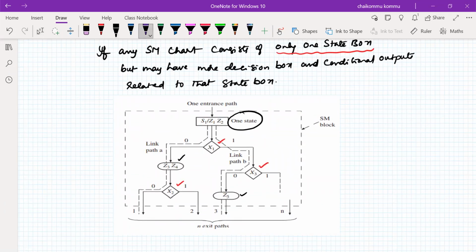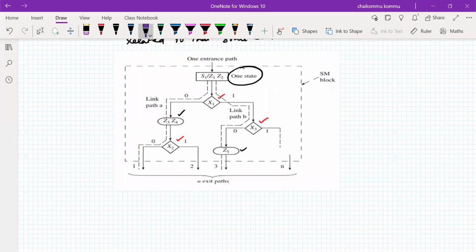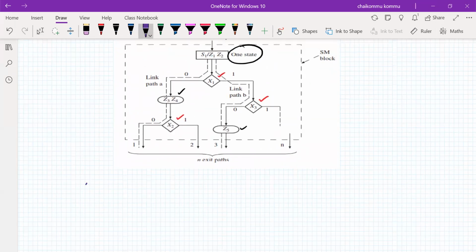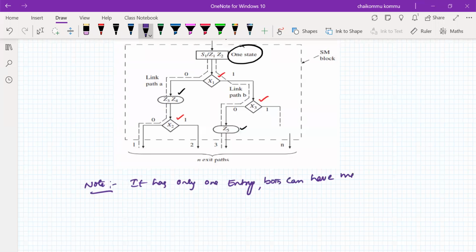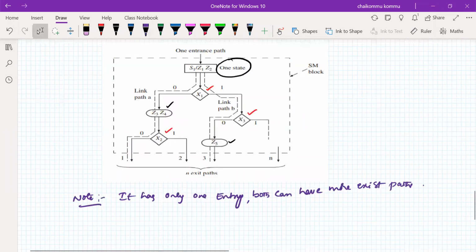Note, we'll write one note here. It has only one entry, but can have more exit paths. More exit paths, right? That's what we understand about this.